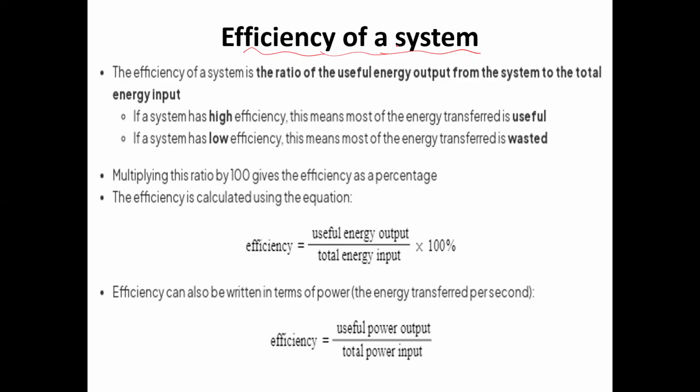So what does the efficiency of a system mean, how are we going to define it? This is its definition. Efficiency of a system is the ratio of useful energy output from the system to the total energy input. So what is the formula we have for efficiency?